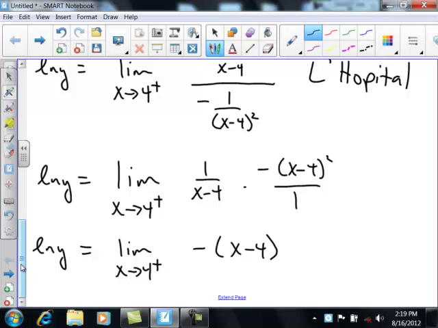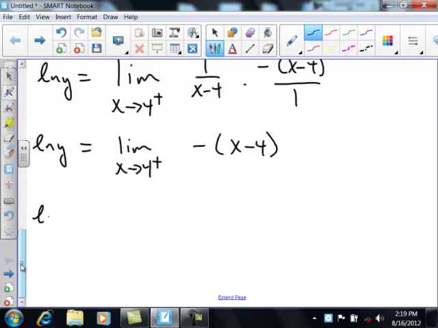Alright, now I'm home free. I have the natural log of y is equal to, take the limit as x approaches 4 from the right, or the left, it really doesn't matter. I'm just approaching from the right, but that was because of my original problem. But now I have no problem just directly substituting in 4. If I directly substitute in 4, I get 0.